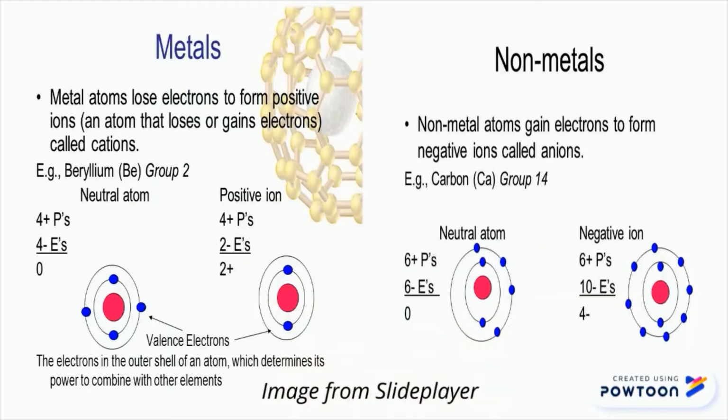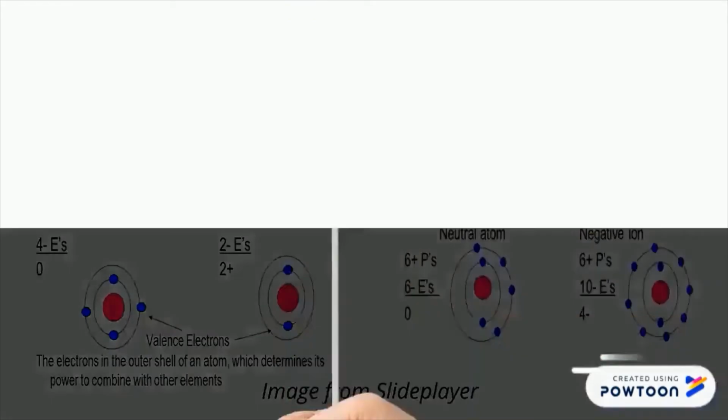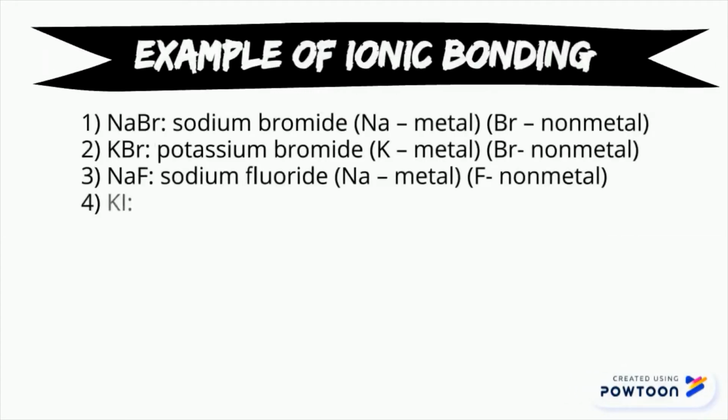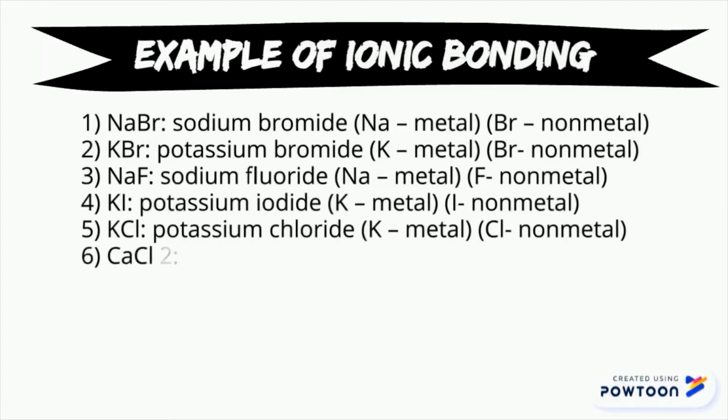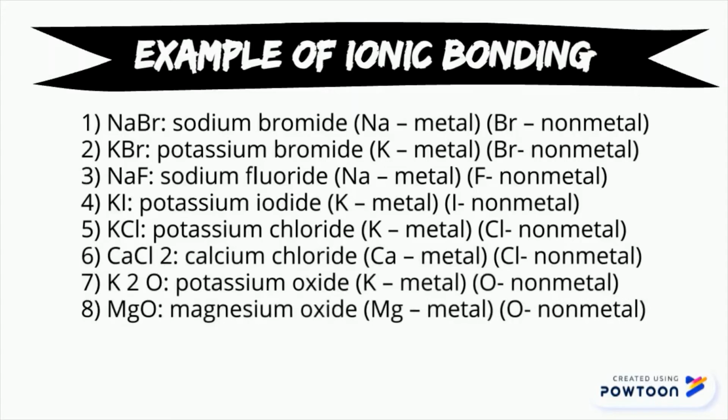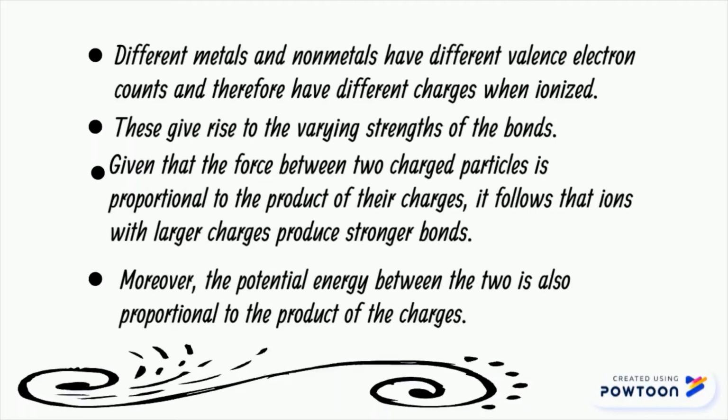Here are some other ionic compounds, metal plus non-metal. Examples of ionic bonding: sodium bromide, potassium bromide, sodium fluoride, potassium iodide, potassium chloride, calcium chloride, potassium oxide, and magnesium oxide. Different metals and nonmetals have different valence electron counts, and therefore have different charges when ionized. These give rise to the varying strengths of the bonds.